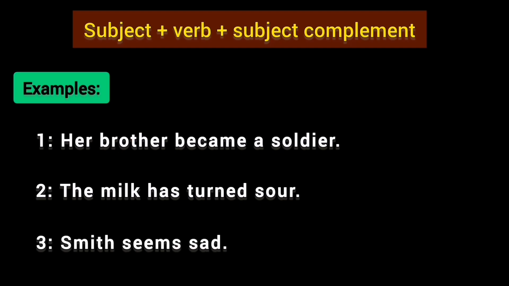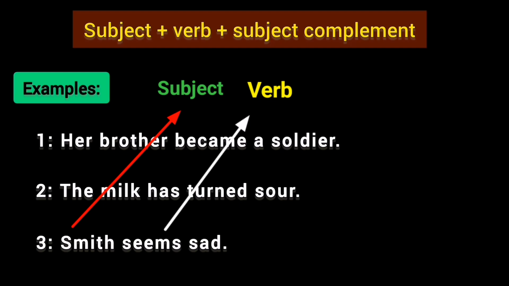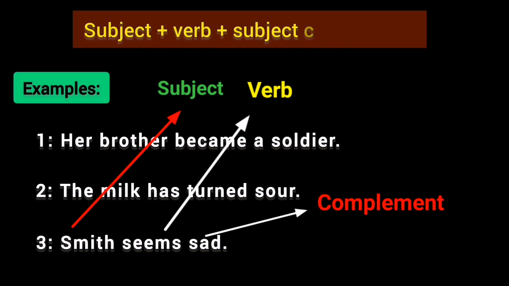Smith seems sad. Look at this example, here the subject is Smith, and the verb is seems, the subject complement is sad. The subject complement completes the meaning of the subject, because it gives us information about it. Basically, it tells us how Smith seems. The answer is, sad. As you have also mastered this structure, let's learn another one.